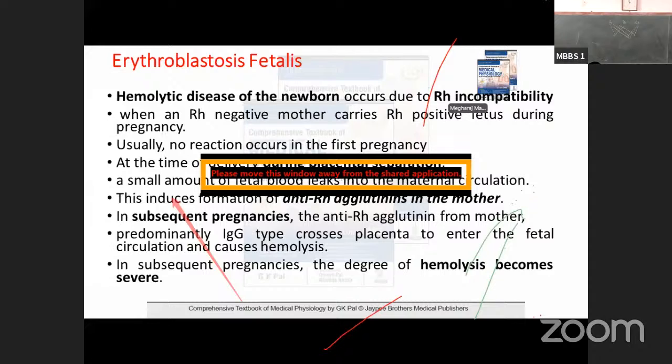So what is erythroblastosis fetalis? It is a hemolytic disease in the newborn.